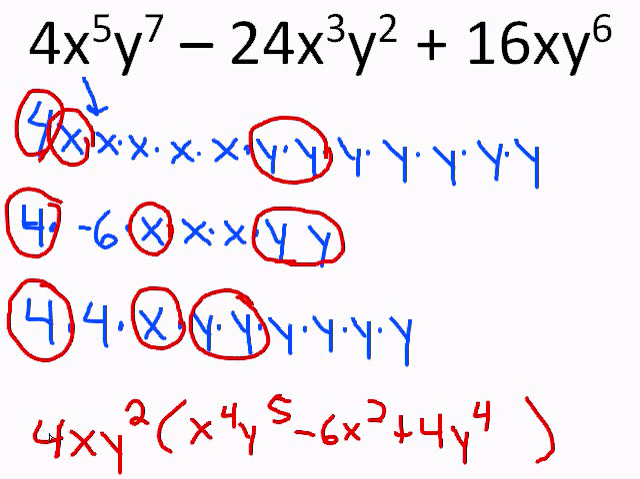So I factored out the greatest common factor in this polynomial by writing out all of my x's and all my y's for every single term, and then finding out the biggest number of x's and y's I could take out of each one. Now what I'm going to do is check my answer.